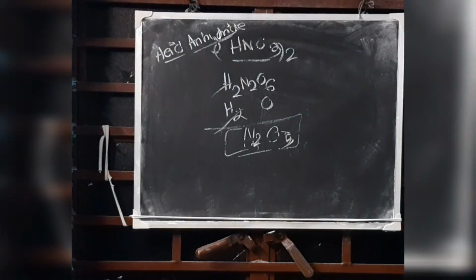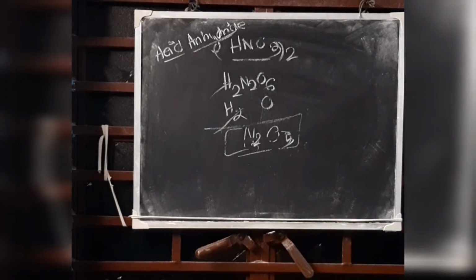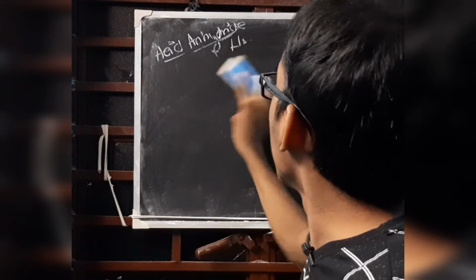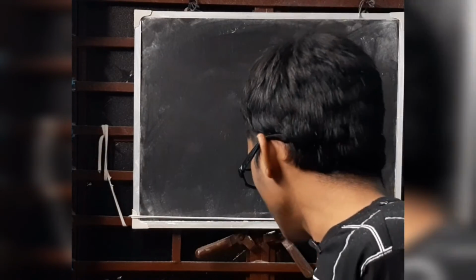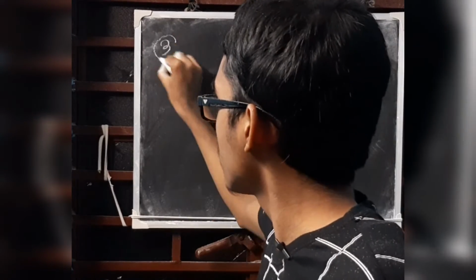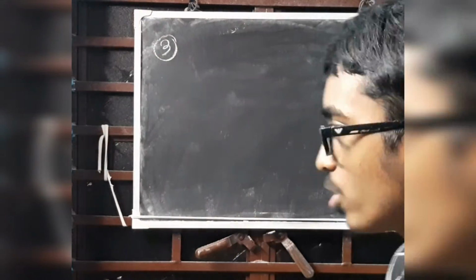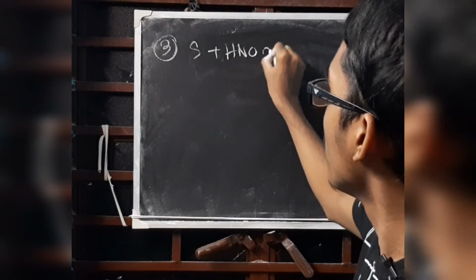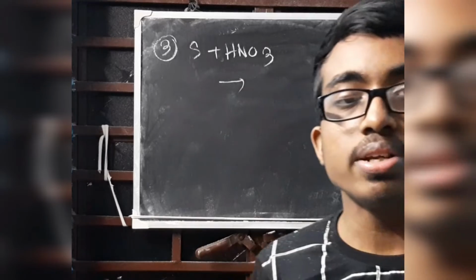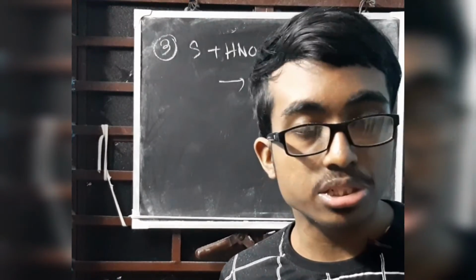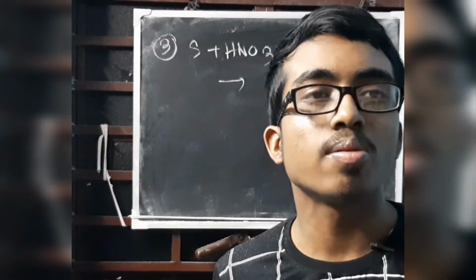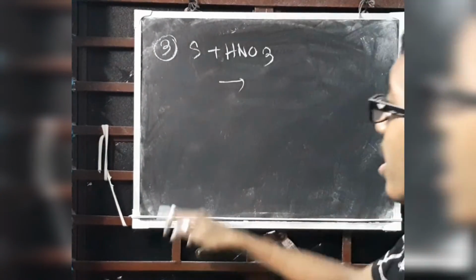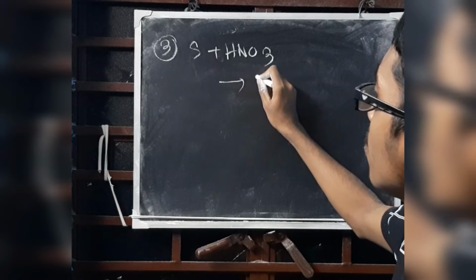Next is oxidation of non-metals. Third step is oxidation of non-metals. What do I mean? Suppose I write H2S plus HNO3. What will happen? You already know that HNO3 is a very strong oxidizing agent. We will see more when we study the action of hydrochloric and dilute acids on metals. Okay, S plus HNO3. What will be formed?